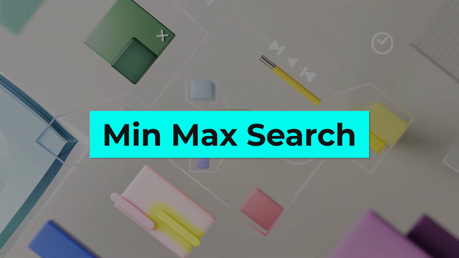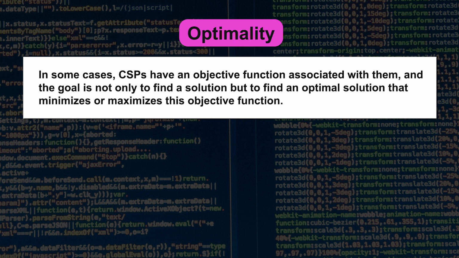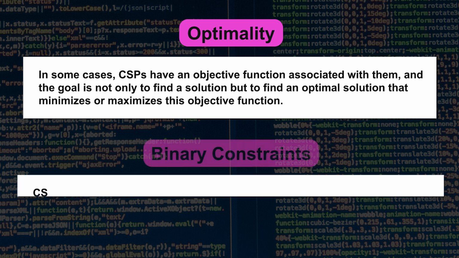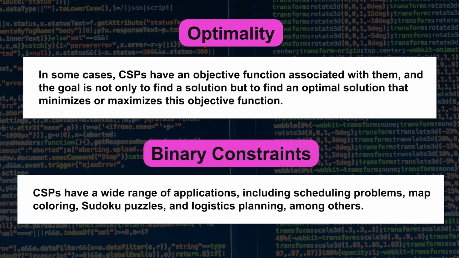Today's topic is Minmax Search. Before that, let's have a quick recap on the last lecture on constraint satisfaction problems. Optimality: in some cases, CSPs have an objective function associated with them, and the goal is not only to find a solution but to find an optimal solution that minimizes or maximizes the objective function. Applications: CSPs have a wide range of applications including scheduling problems, map coloring, Sudoku puzzles, and logistic planning, among others.